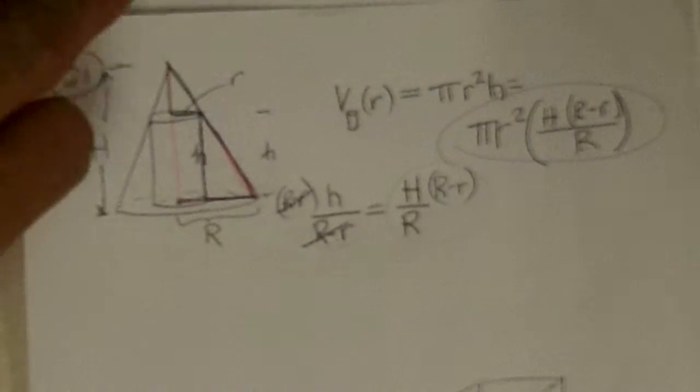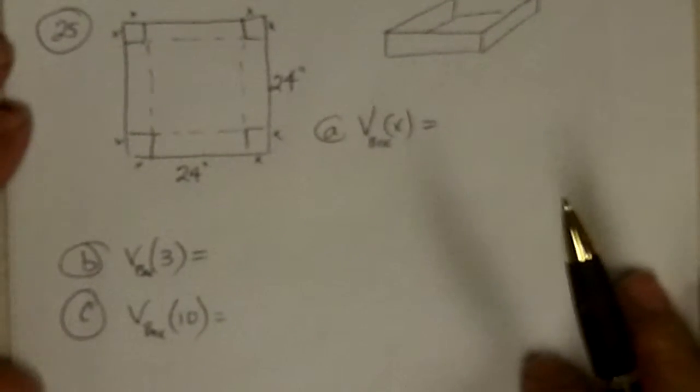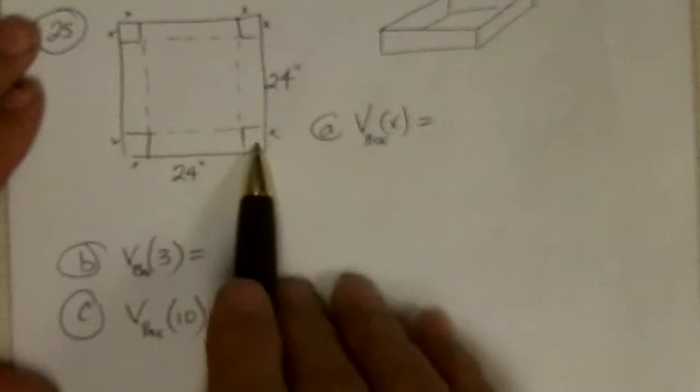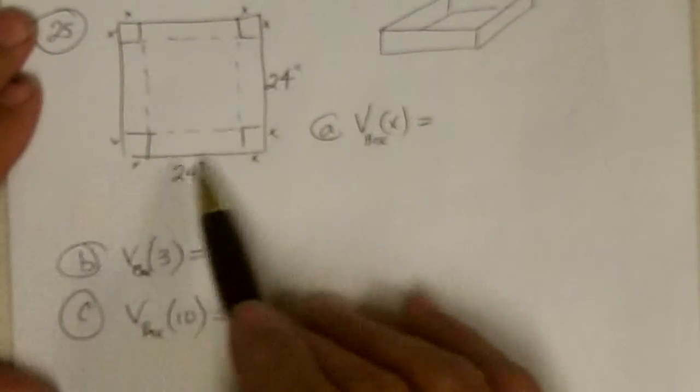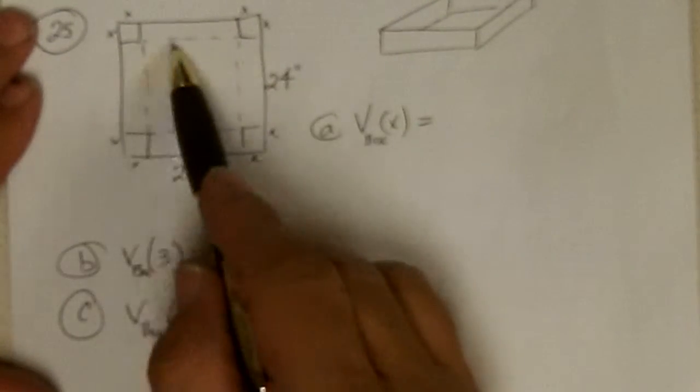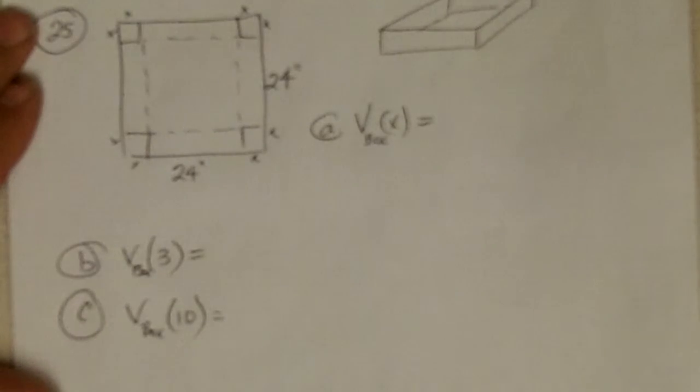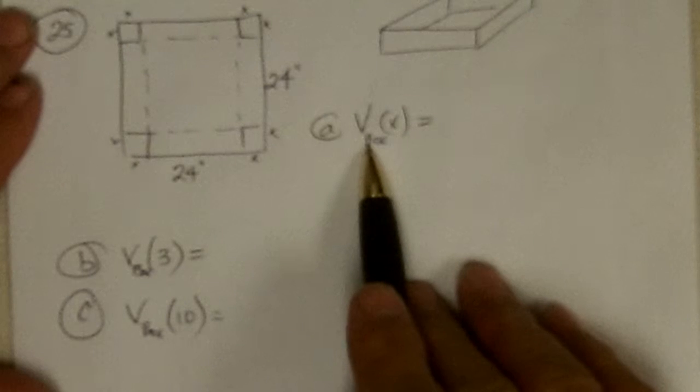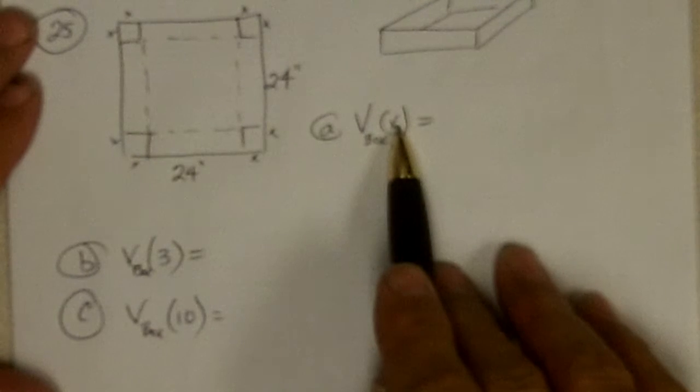Okay, and finally the last one, 25. It says we got a square piece of cardboard. We're going to cut the corners out and fold it on the dotted lines here and make a box that looks something like that. And it says write the volume of the box as a function of x.